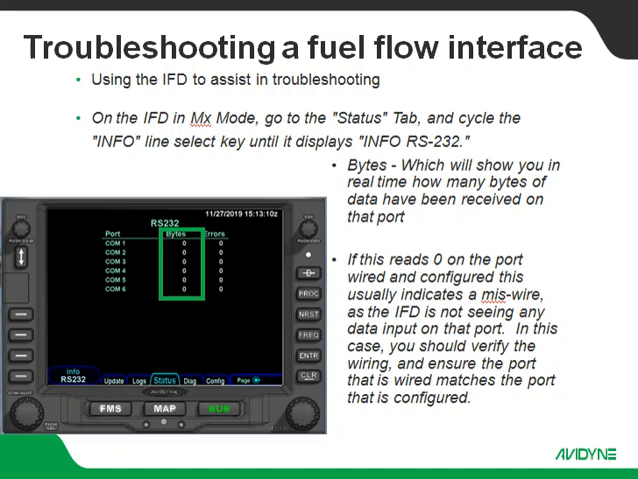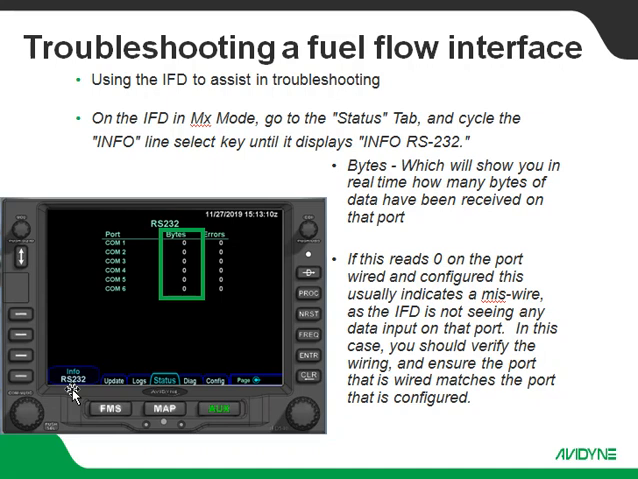Another great method you can use for troubleshooting fuel flow interface: all of these fuel flow interfaces that we call out in the installation manual are fed in via RS-232. So what you can do is go into maintenance mode and go to your aux page group, the status tab, and cycle this info button down here in the lower left until it says info RS-232. What that's going to bring you to is our RS-232 port monitor.